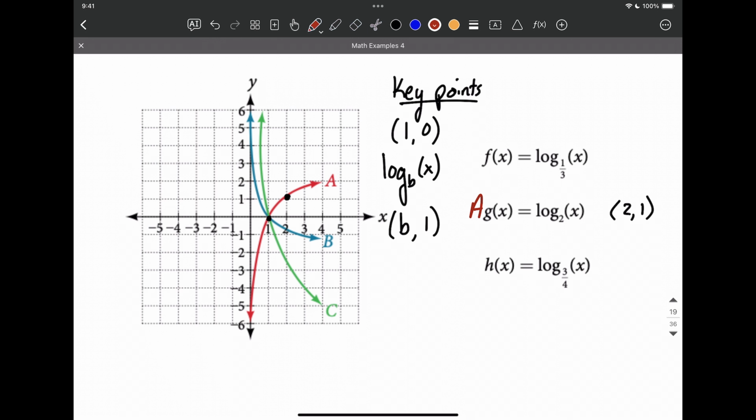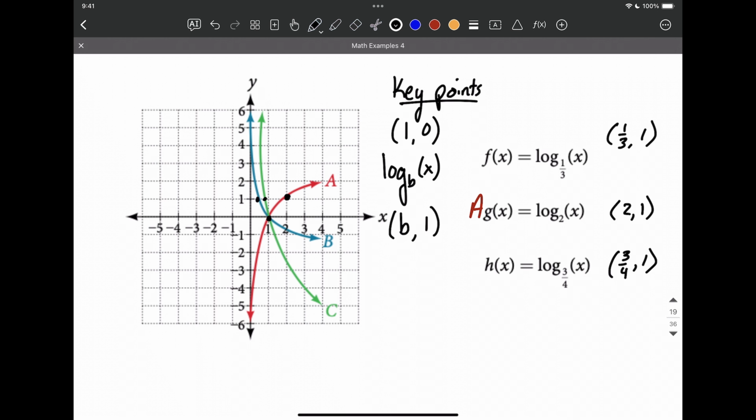Now these others are fractional bases, which makes it a little bit more difficult. If we take a look at log base 1/3, it should contain (1/3, 1), and 1/3 is between 0 and 1. Looks like, give or take, right about there. It's closer than this other one. Whereas 3/4 as a base should have (3/4, 1) as its key point. All right, that's probably going to go along with C.